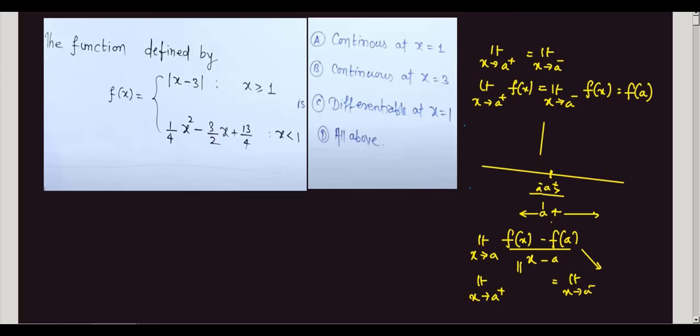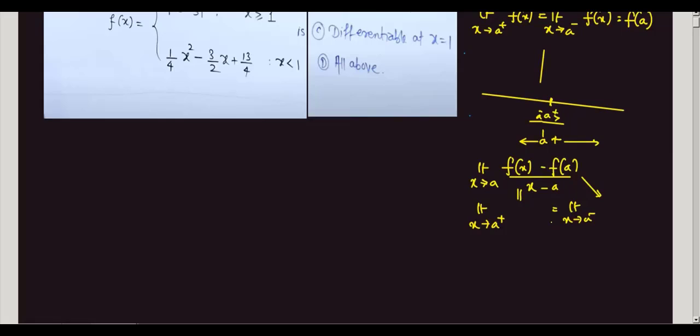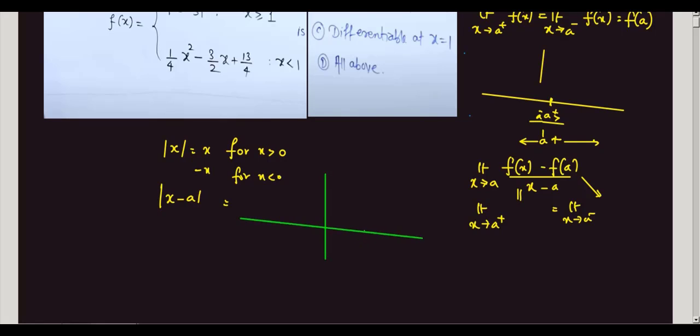So you have the function mod x minus 3. What does mod x minus 3 mean? Actually, mod x equals x for x greater than 0 and equals minus x for x less than 0. Simple. For example, take mod of x minus a. Let this be a function at x equal to a. So at x equal to a, before it you have a negative slope, after it you have a positive slope.